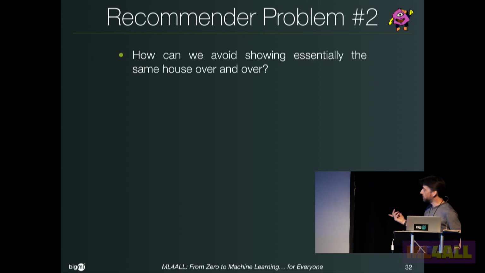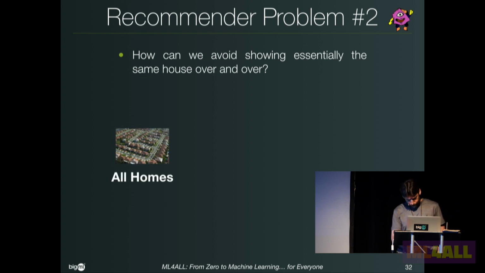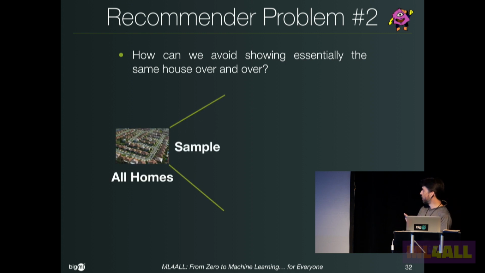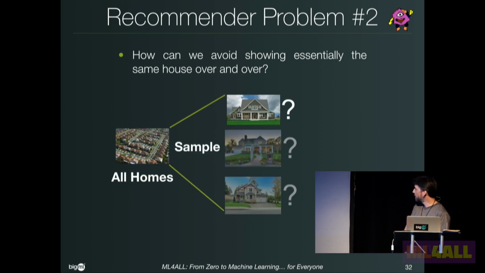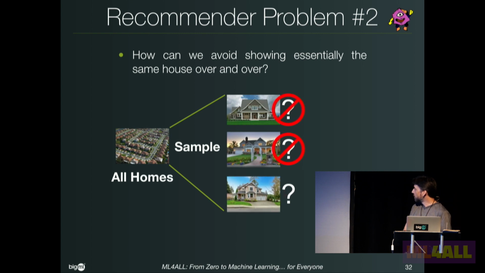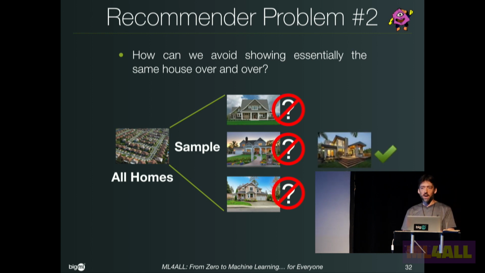How can we avoid showing essentially the same house over and over? Okay, so I take all the homes, I draw a sample, I show you those, and you say no to all of them. You're just like, no, no, no, ridiculous computers. Because you're really interested in a modern home, and I'm just not showing you that.